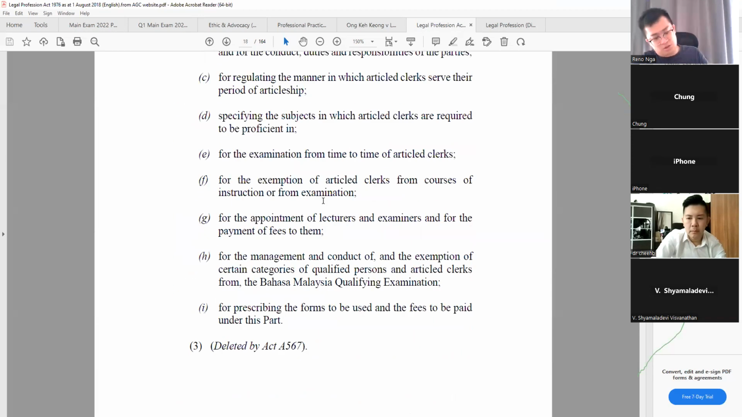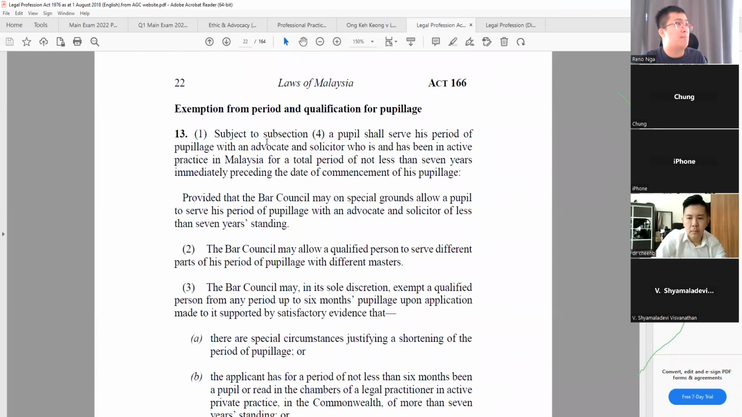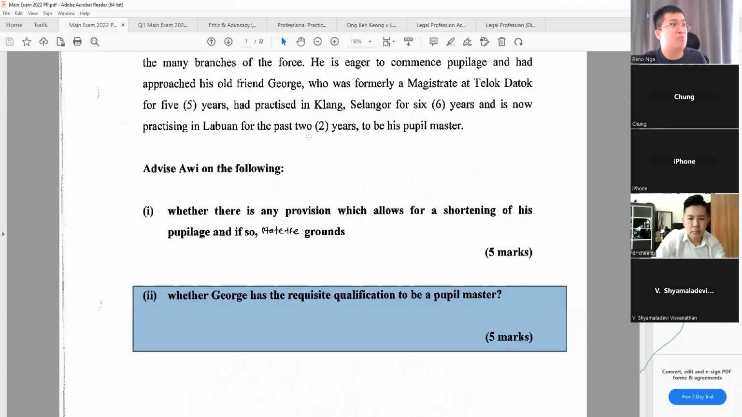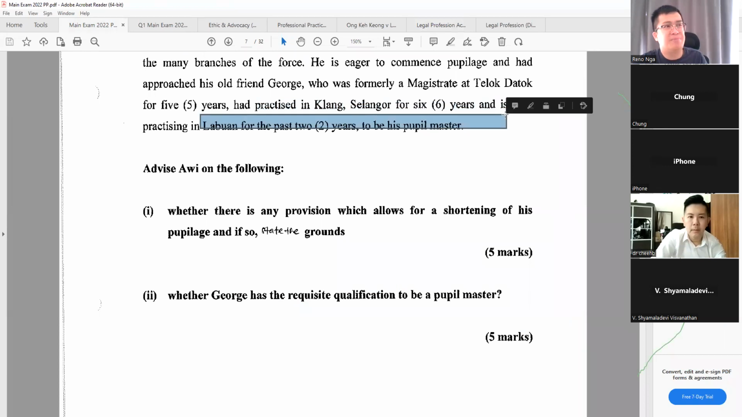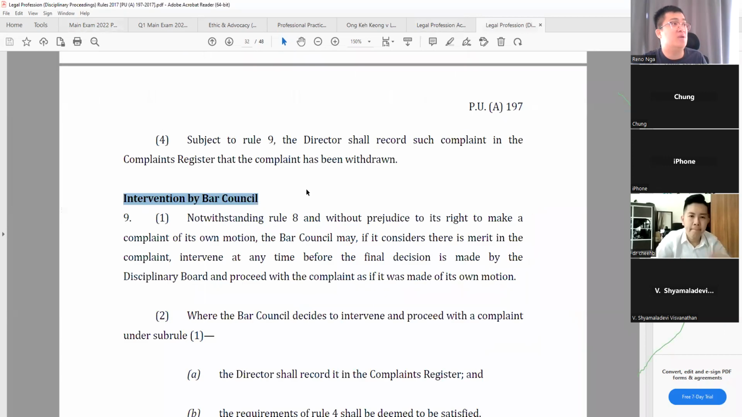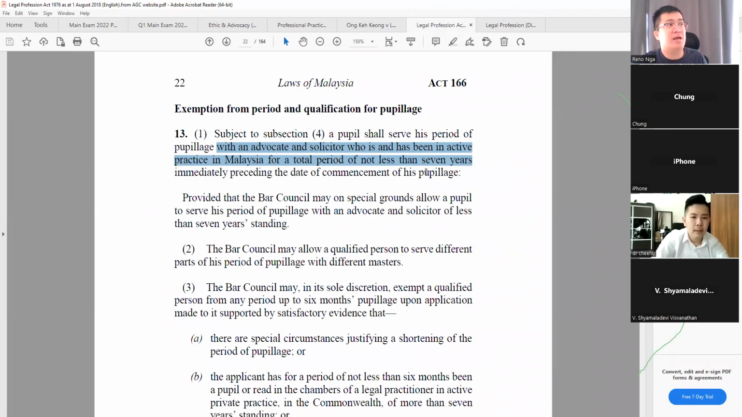Let me see, section 13. Advocate and solicitor has been in active practice in Malaysia for total not less than 7 years. So my personal opinion is that since he practiced in Klang 6 years and then in Labuan 2 years, I think it should be okay since the wording is in Malaysia. They are not mentioning West Malaysia or East Malaysia. So I think it's fine. But of course, I stand to be corrected. Anyone got any different opinion?